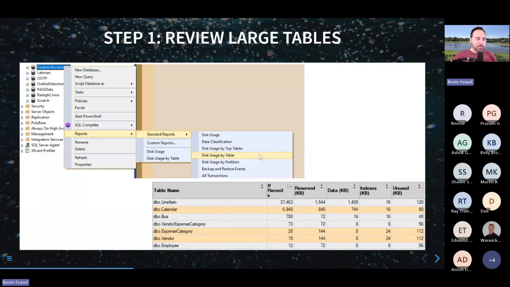I know this is a very old image. It's a few versions of SSMS ago, but it's still okay. So we have here report disk usage by table.